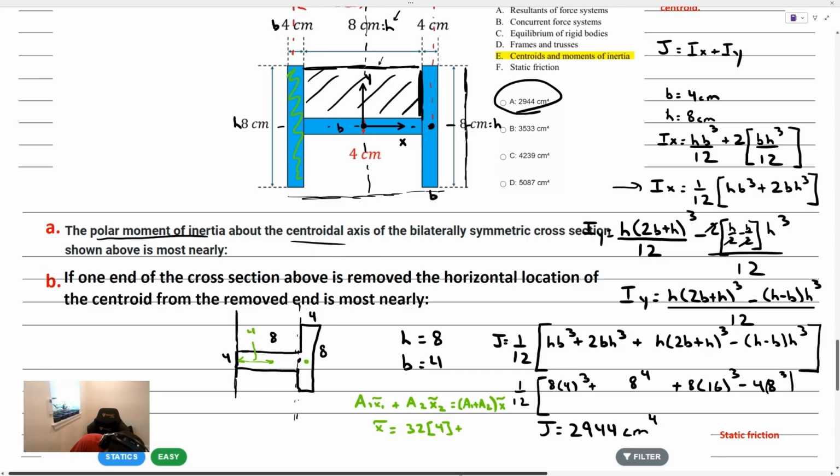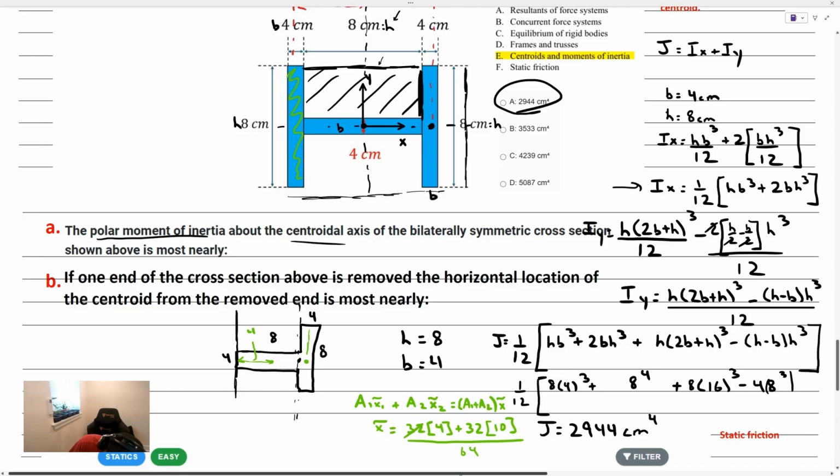Now, what about for the second area? Same area. So that's the same 32, multiplied by that distance. That distance is just going to be 8 plus half of this 4. 8 plus half of 4 is 10. And we divide by the overall area, that's just double 32 or 64.